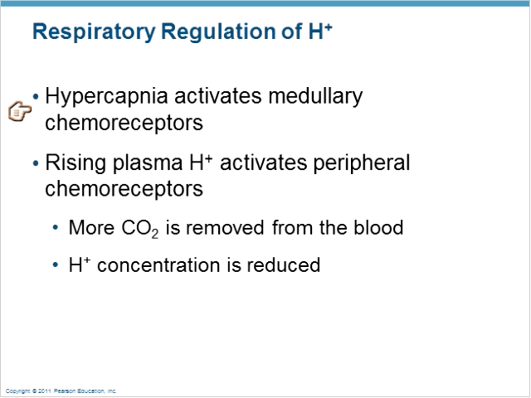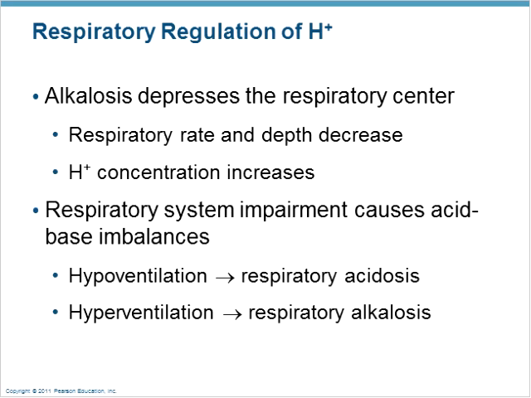Hypercapnia activates the medullary chemoreceptors. Hypercapnia means an excess of carbon dioxide. The rising blood hydrogen activates peripheral chemoreceptors, and so more CO2 is removed from the blood, and hydrogen concentration is reduced. Alkalosis depresses the respiratory center, and the respiratory rate and depth decrease. Hydrogen concentration increases. Respiratory system impairment causes acid-base imbalances, so hypoventilation causes respiratory acidosis.